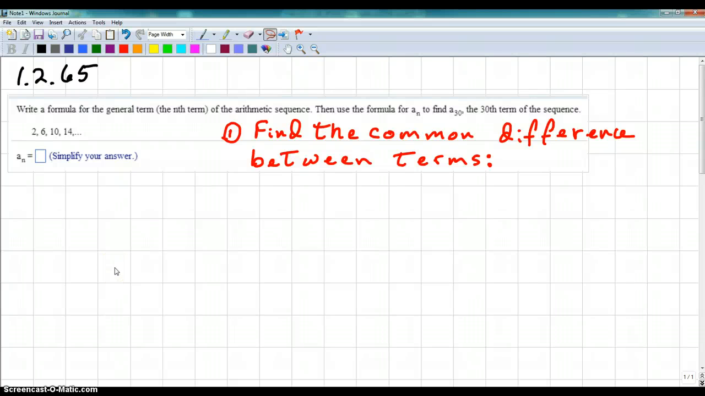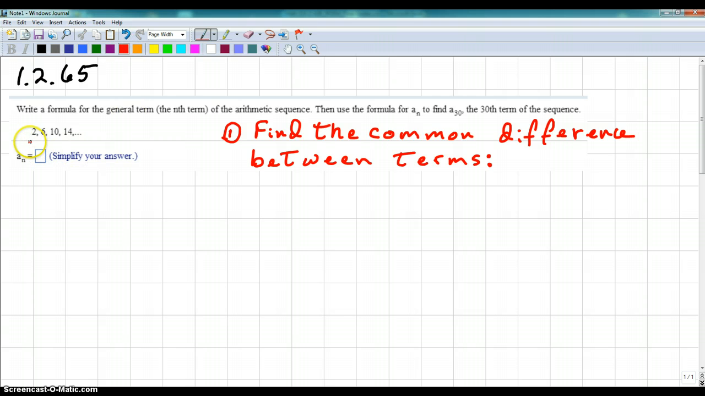Alright, for this problem we want to write a formula for the general term, or the nth term, of the arithmetic sequence. Then we're going to use the formula for a sub n to find a sub 30, which is the 30th term of the sequence. The sequence is given as 2, 6, 10, 14.